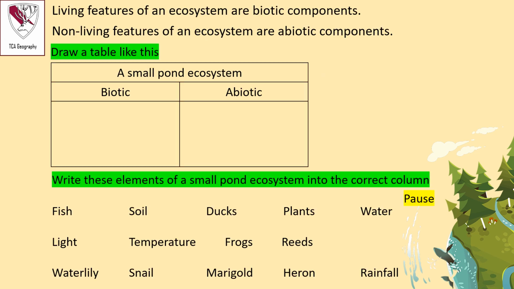Right, here is an exercise for you to do. I'd like you to draw a little table and then use the words at the bottom to fill the table in, trying to get them into the correct column. So this would be a small pond ecosystem, a type of small pond that you might find in a garden in England, or perhaps even the small pond that we have at school in the little garden in the square near science. So pause, put all these in. The answers are coming up in the next slide.